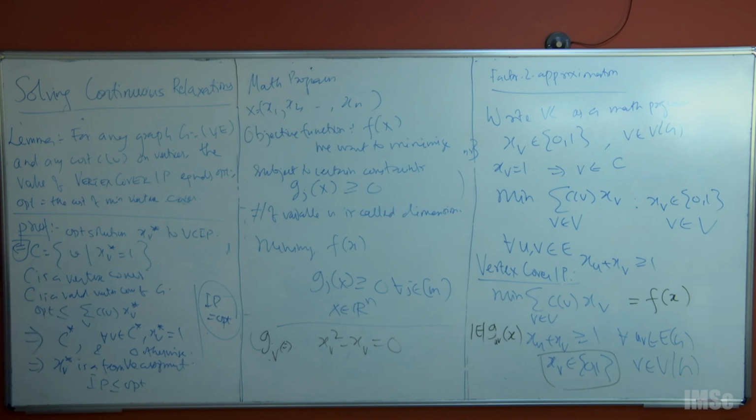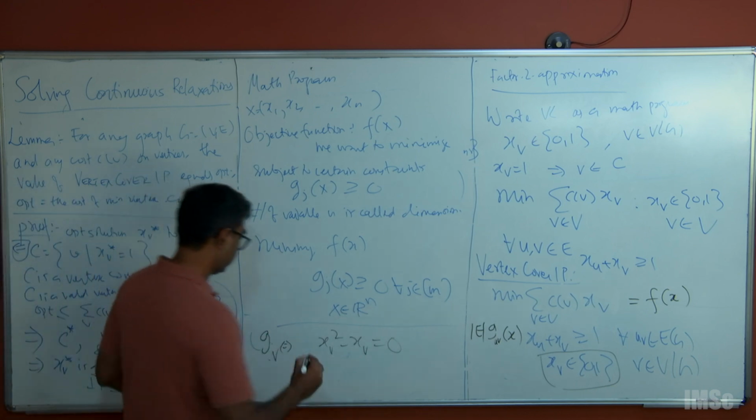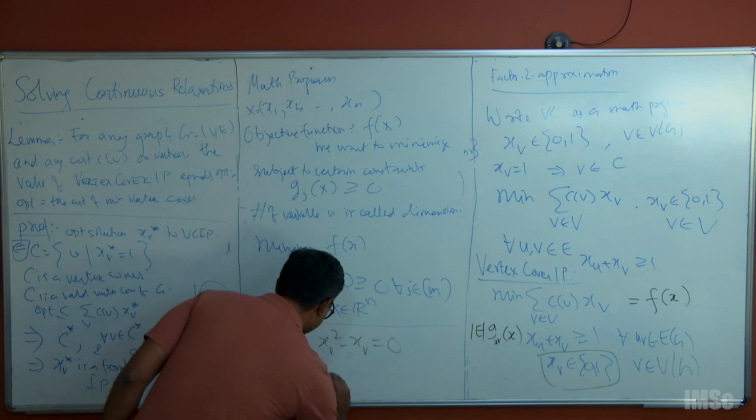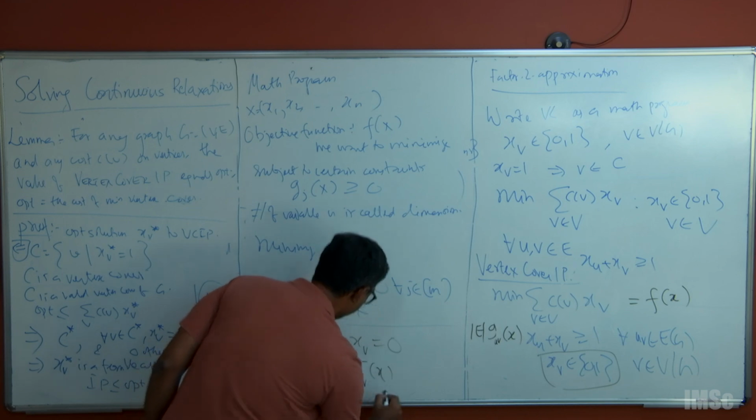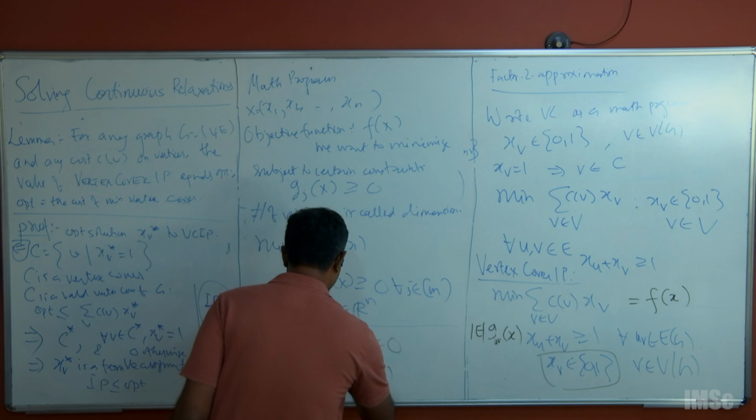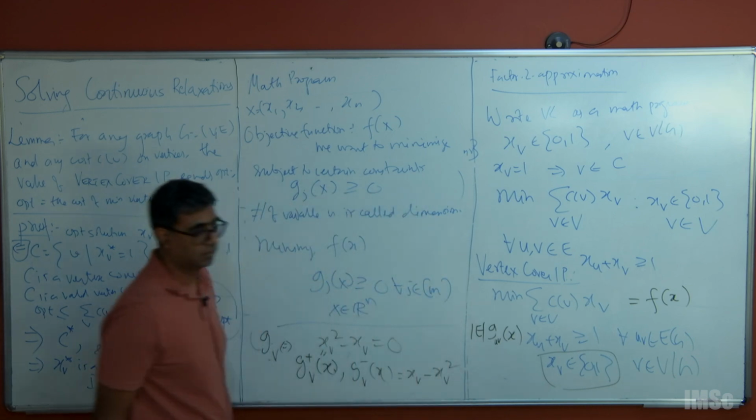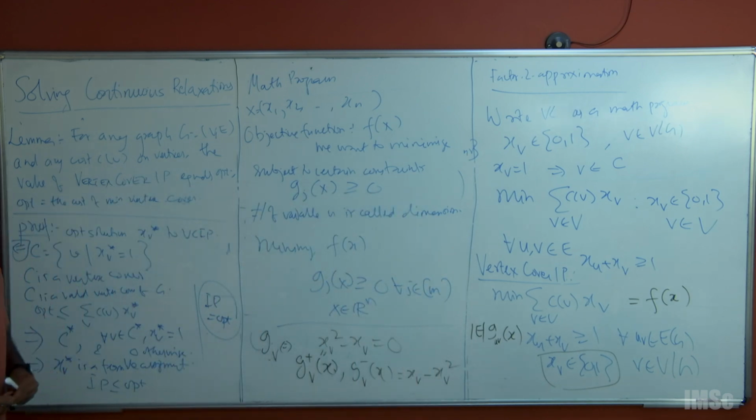But this is an equality. So basically it captures two inequality constraints. For every vertex we have two constraints with the functions g plus v of x and g minus v of x. Basically, this is greater than or equal to 0 and less than or equal to 0. So g plus of x is exactly this, and what will be g minus of x? It will be x_v minus x_v squared. Is that fine?